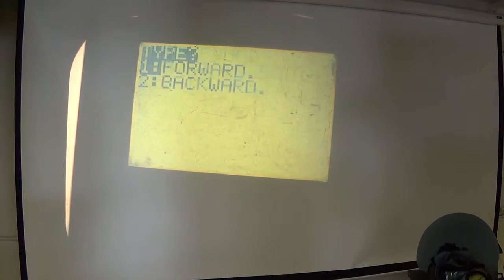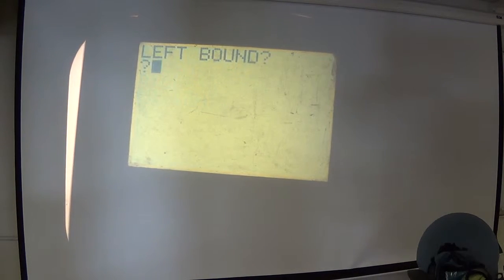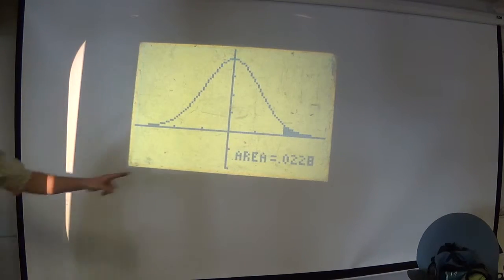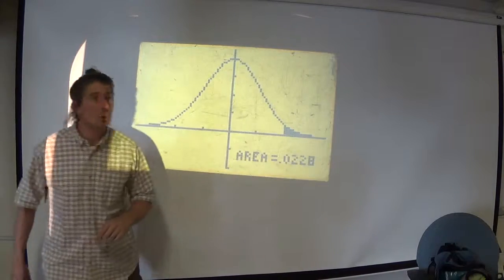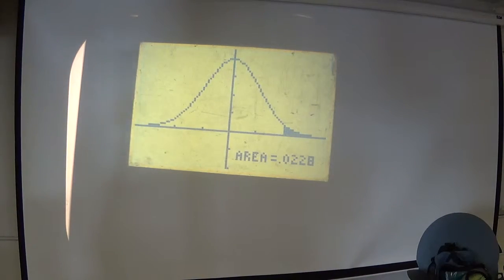So, more probs. It's still forward. We're shading to the right. Well, the left bound is positive 2. Shade out. There it is. Roughly 2.28% of people are floating around with IQs above 130.